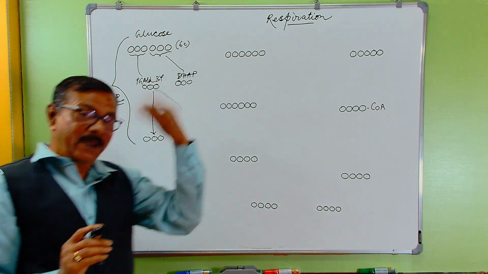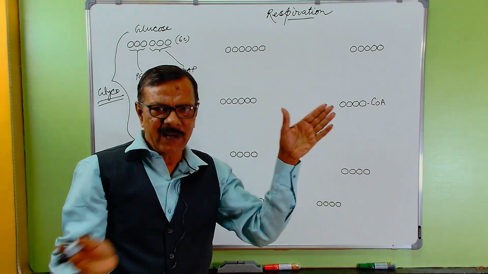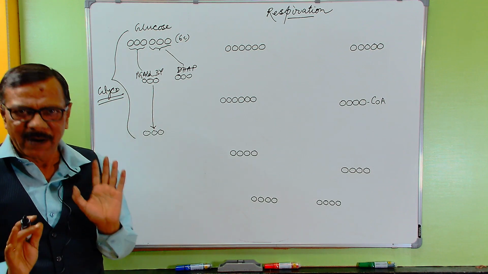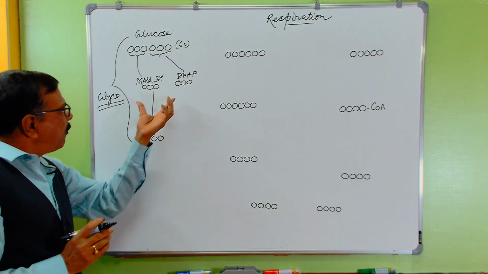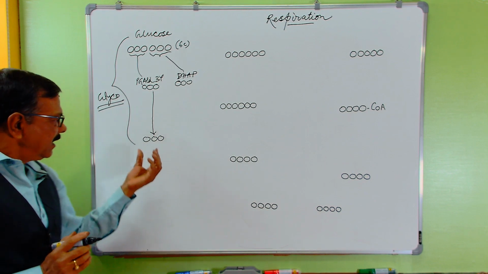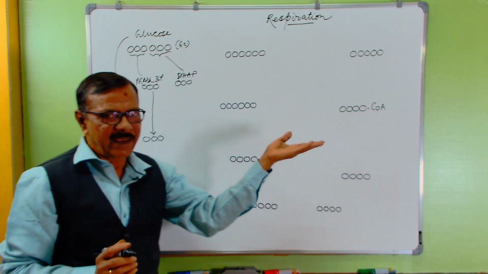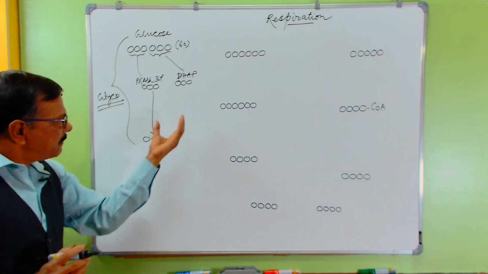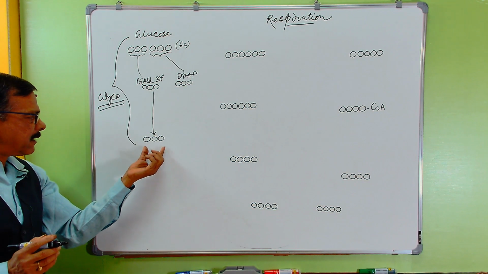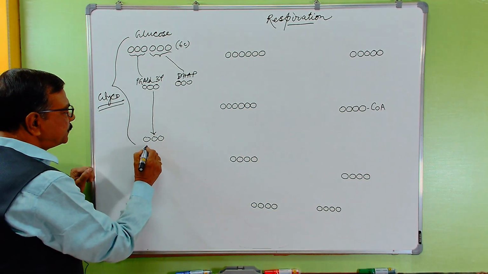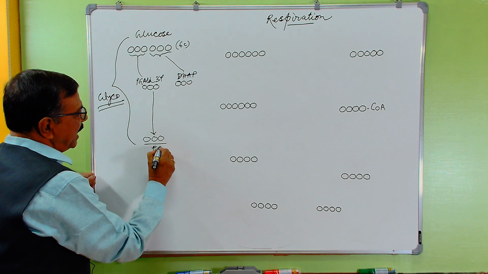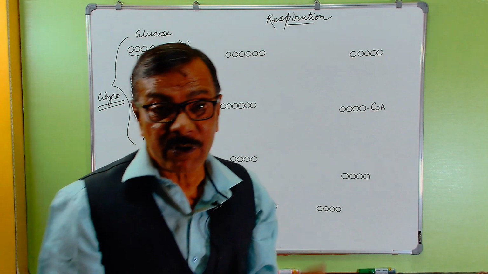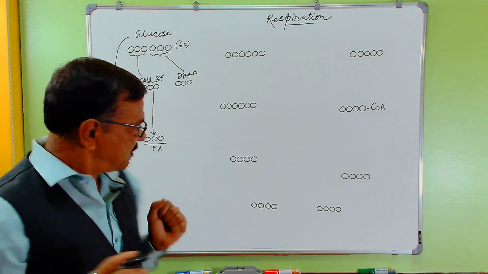Feel free to go to my earlier class, which was a little bit lengthy, where I have already discussed the glycolysis part. Now, why glycolysis? So this will go to the Kreb cycle. I told you the other day that this will go to the Kreb cycle. But before entering the Kreb cycle, this pyruvic acid is not capable of entering the mitochondria where the Kreb cycle takes place.